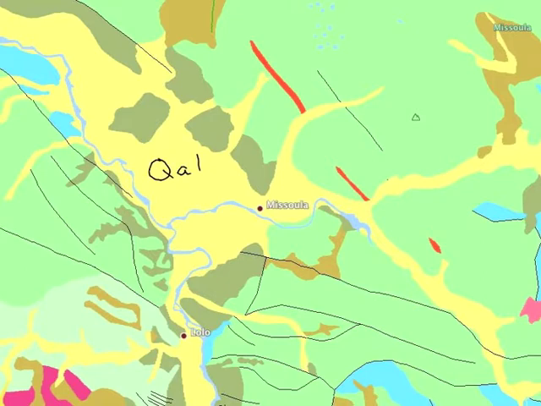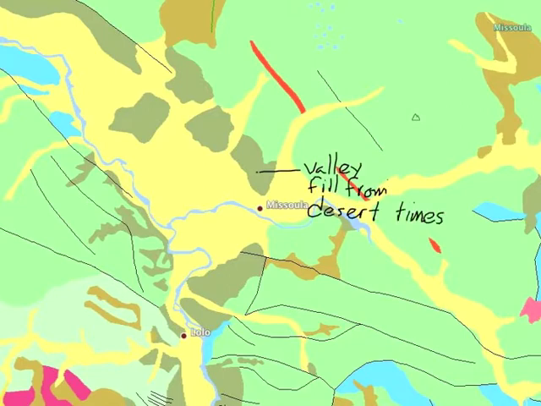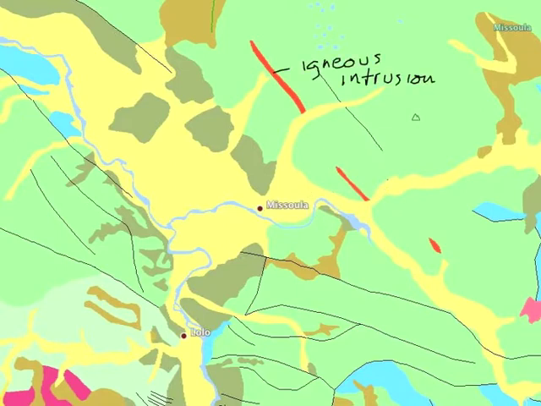Let's start with the youngest. The youngest are the yellow, which are called Quaternary alluvium, which is modern stream sediments, basically stream gravels and clays from the rivers. The darker brown is glacial deposits from the ice ages. The gray is valley fill from the desert times, when our valleys filled with sediments. And the red is igneous intrusions, and the green is the Belt Supergroup rocks.